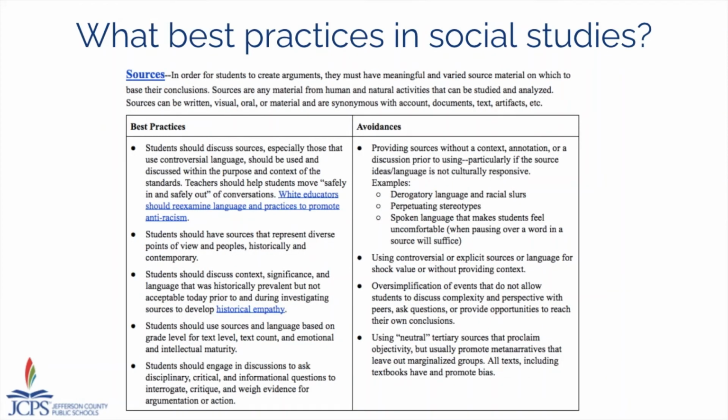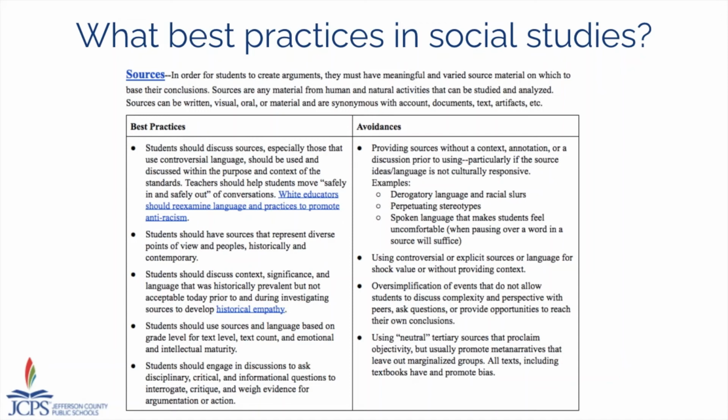So here we're looking at what best practices in the social studies are when it comes to sources. You can sort of see here that we know that sources are going to be problematic. That's why we're addressing this from the very beginning. We know that they're going to be uncomfortable. The question for you is to figure out how to move students safely in and safely out of those conversations around those sources. How do you modify or adapt? How do you talk to your students about how they're going to deal with those sources? So that we can do a better job of developing historical empathy and a way of approaching sources in a way that is a critical approach as opposed to an emotional one.